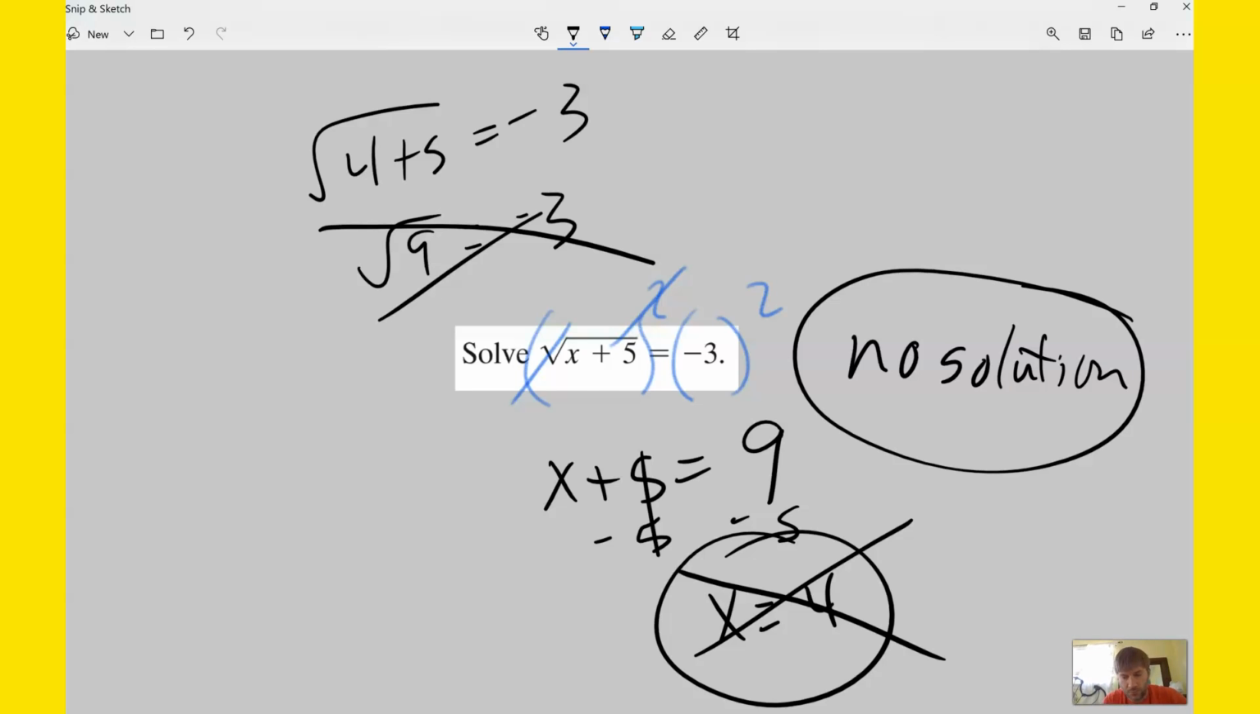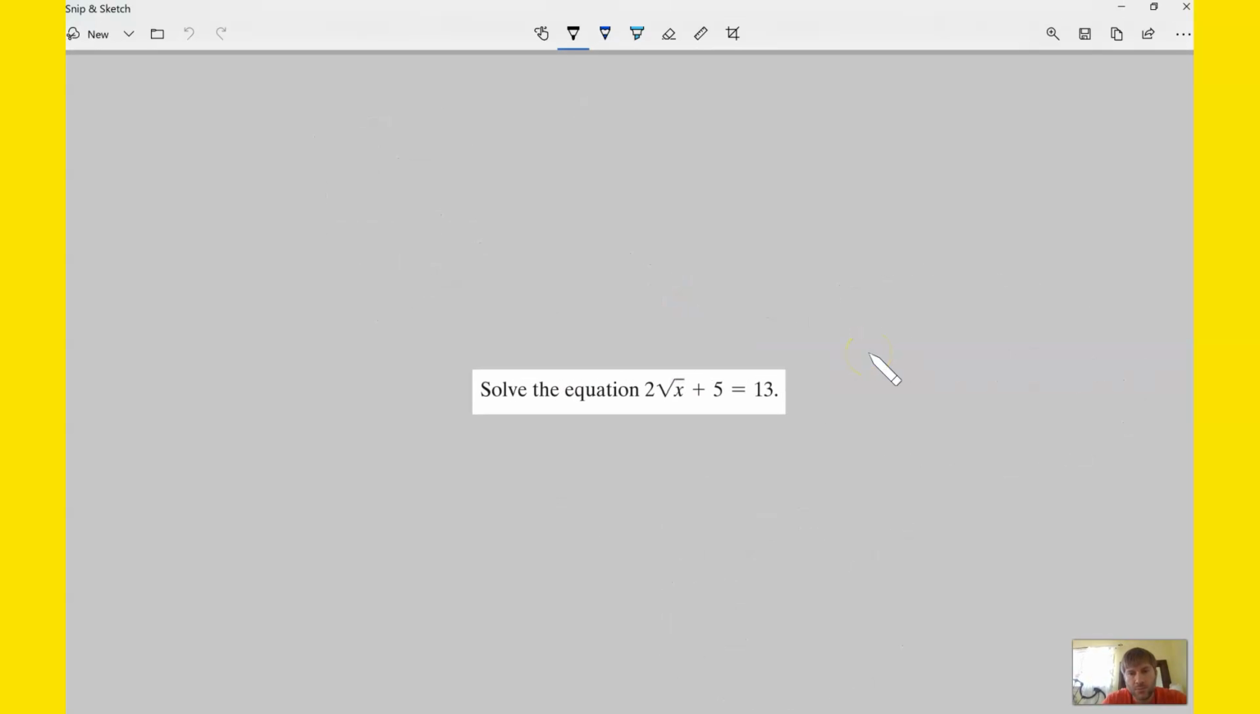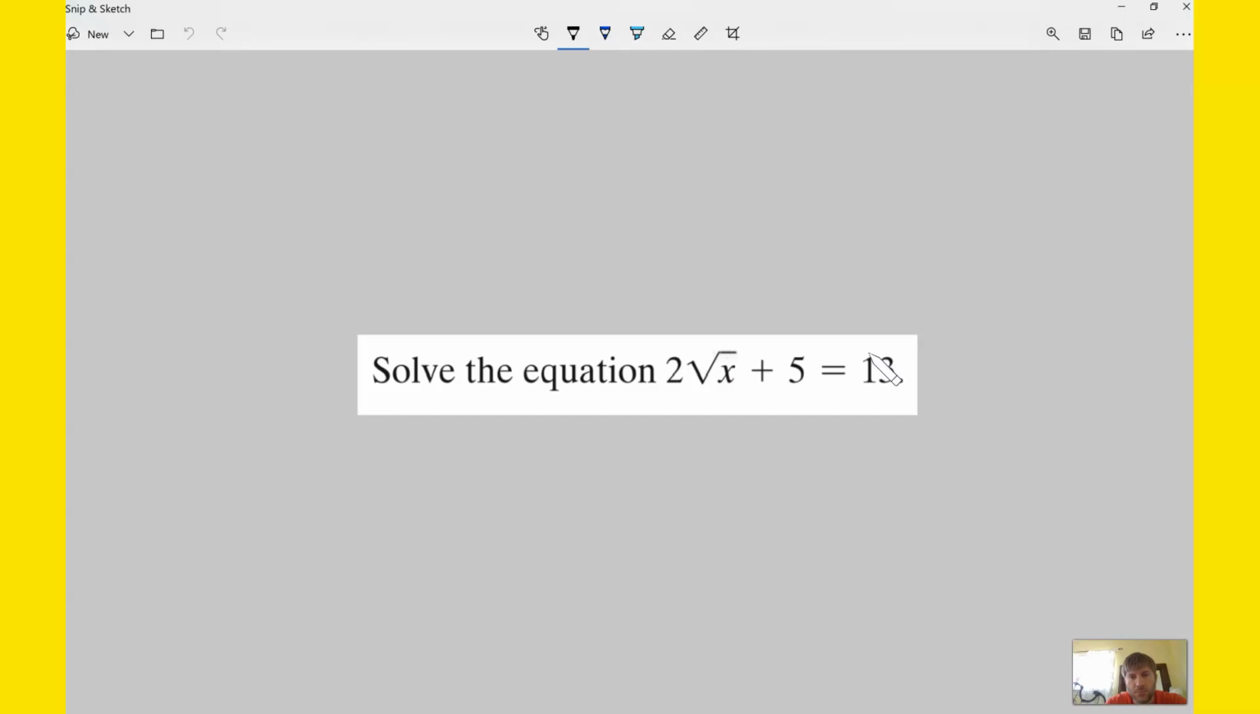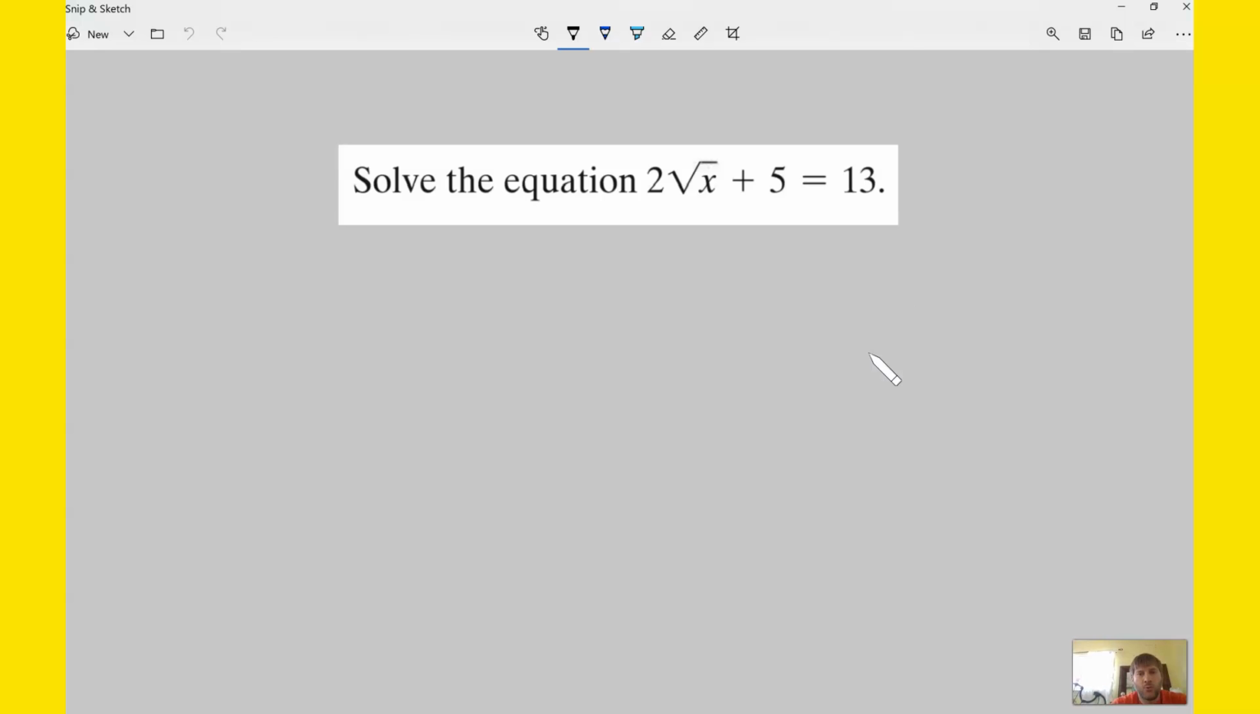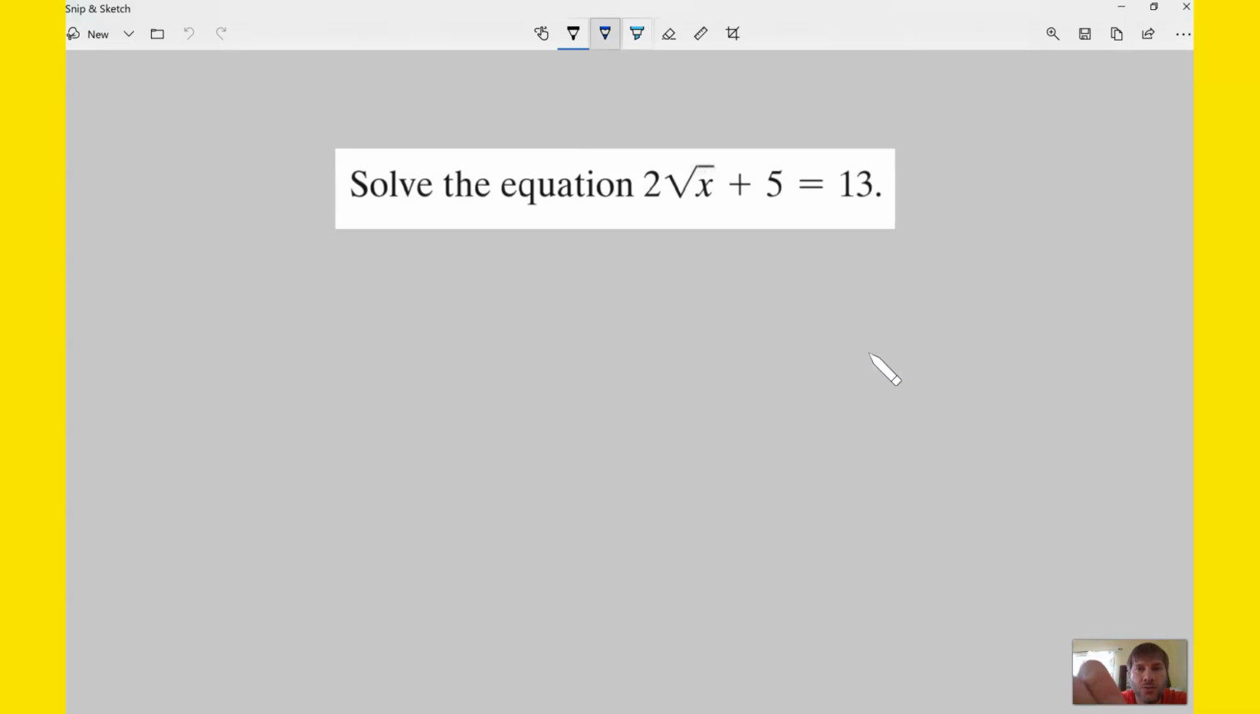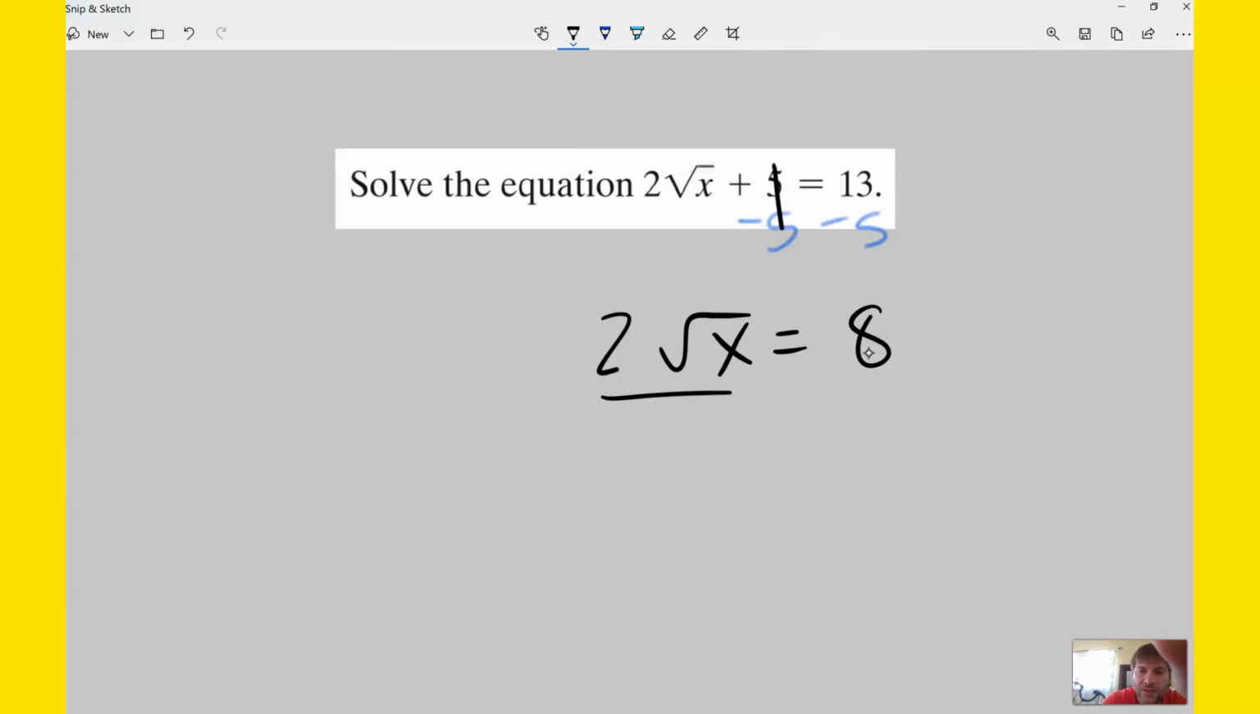All right, let's look at this one. Okay, what we want to do is go in the proper order. That means we're going to get rid of that plus 5 first. We're going to subtract 5 from both sides. And that gives us 2 square root x equals 8. Then divide both sides by 2. That's what I'll get rid of next.